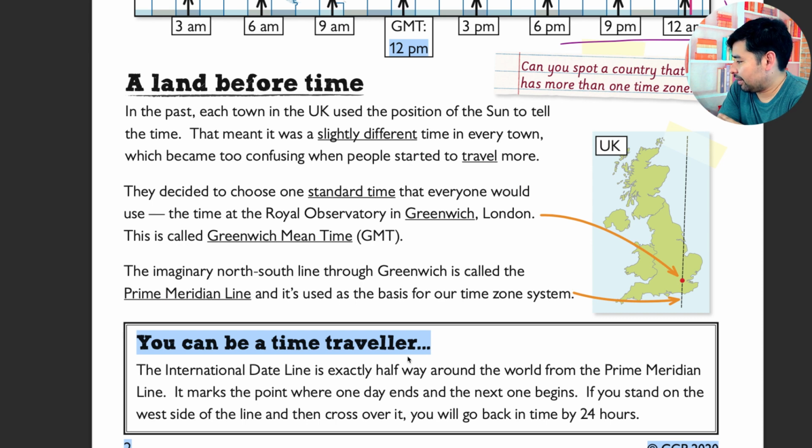The international date line is exactly halfway around the world from the prime meridian line. It marks the point where one day ends and the next one begins. So if you stand on the west side of the line and then cross over it, you will go back in time by 24 hours. Did you understand? Did you get what I meant here? Did you get the information? I hope so. I'm going to show you again, and then of course I'm going to ask you to translate it for me, if you can. So let's check it out again.